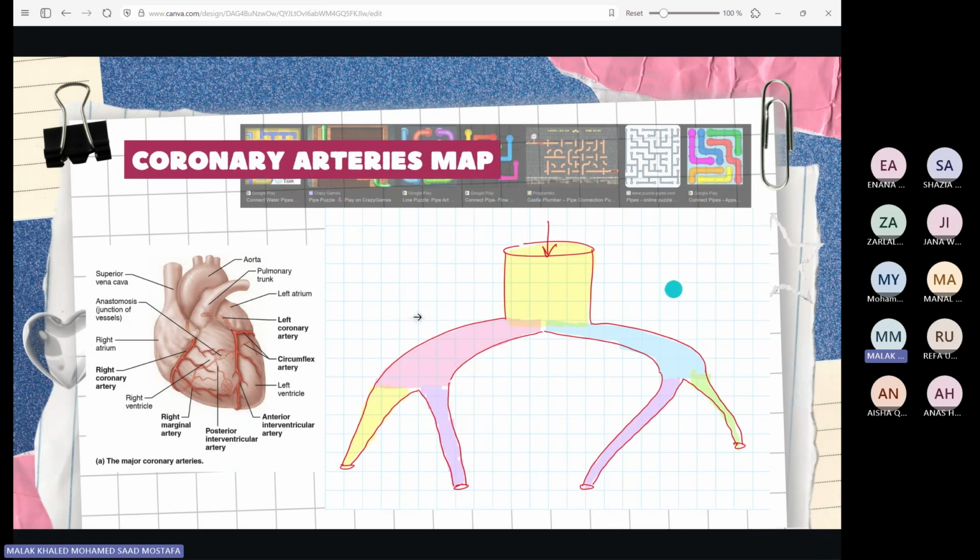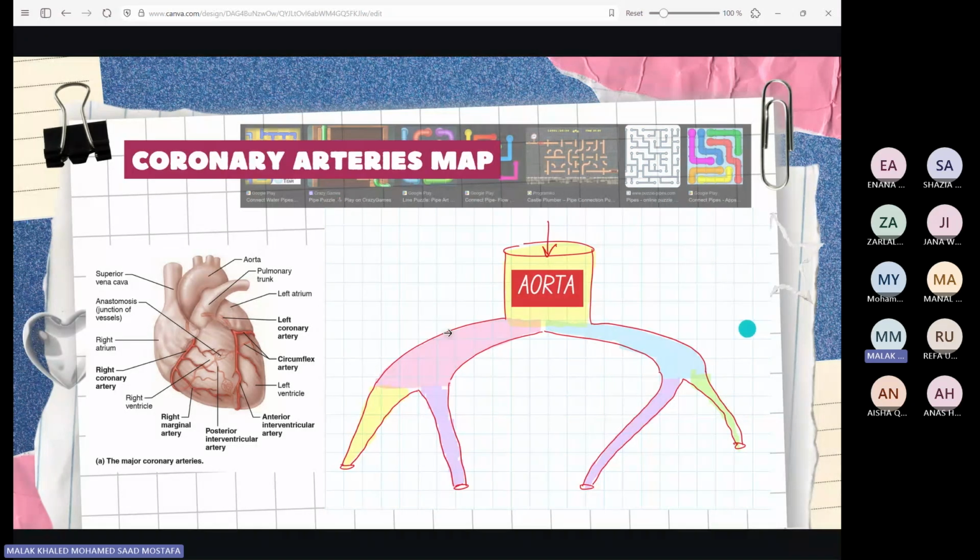Did you guys ever play these games where you connect pipes? So you start from a main source and then they want you to get the water to the other sources, right? So in these cases, we have our main source. Same thing in the heart. We have the aorta. Okay.